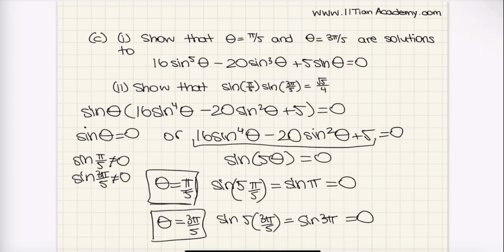All right, the second part of this question asks us to show that sine pi over 5 times sine 3 pi over 5 is equal to root 5 over 4. So what we're going to do here is use the quadratic formula on this second part. I'm going to highlight the part we're going to use the quadratic formula on here.